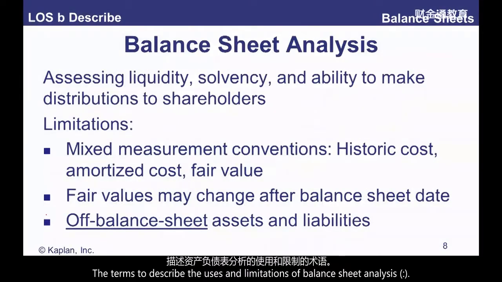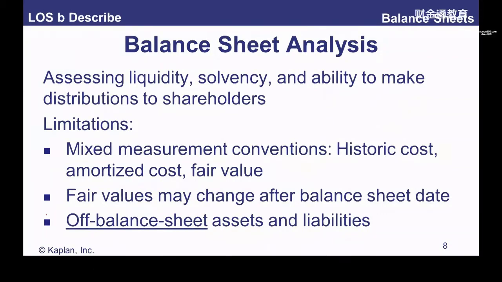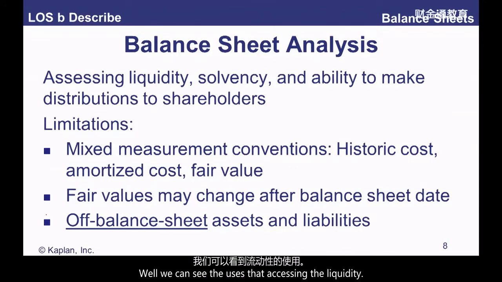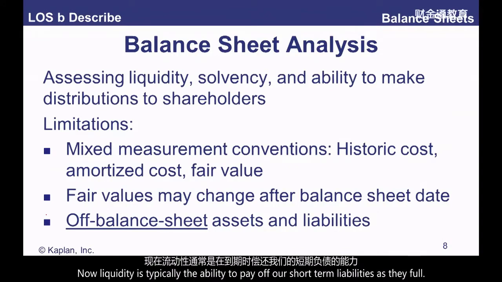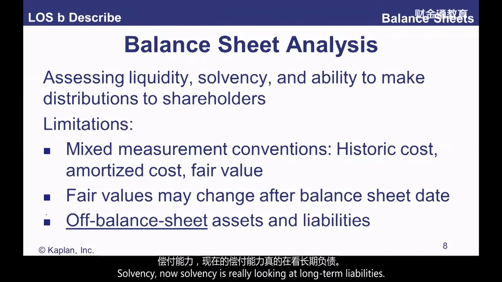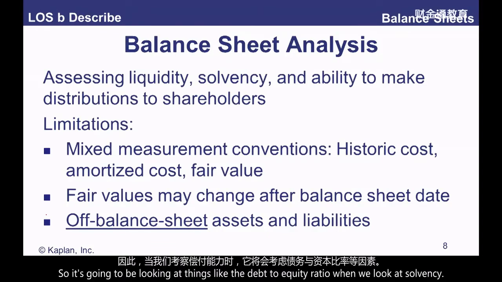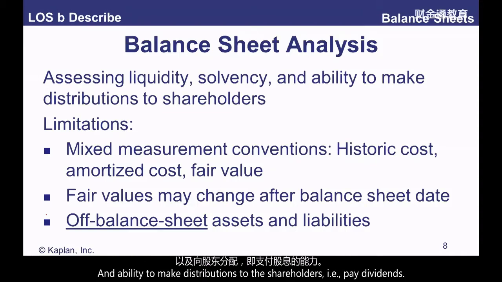Now, our LOS then turns to describe the uses and limitations of balance sheet analysis. Well, we can see the uses there, assessing liquidity. Now, liquidity is typically the ability to pay off our short-term liabilities as they fall due. Solvency. Now, solvency is really looking at long-term liabilities. So it's going to be looking at things like the debt-to-equity ratio when we look at solvency. And ability to make distributions to the shareholders, i.e. pay dividends.